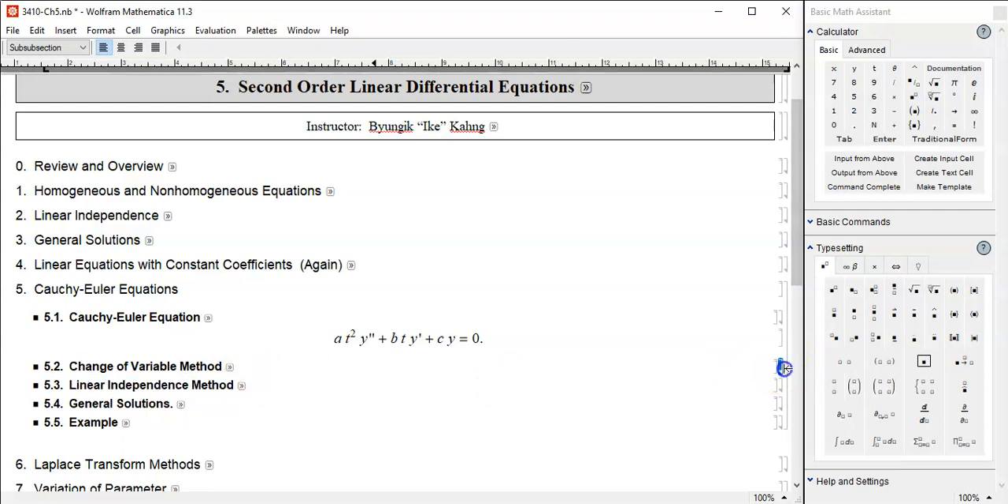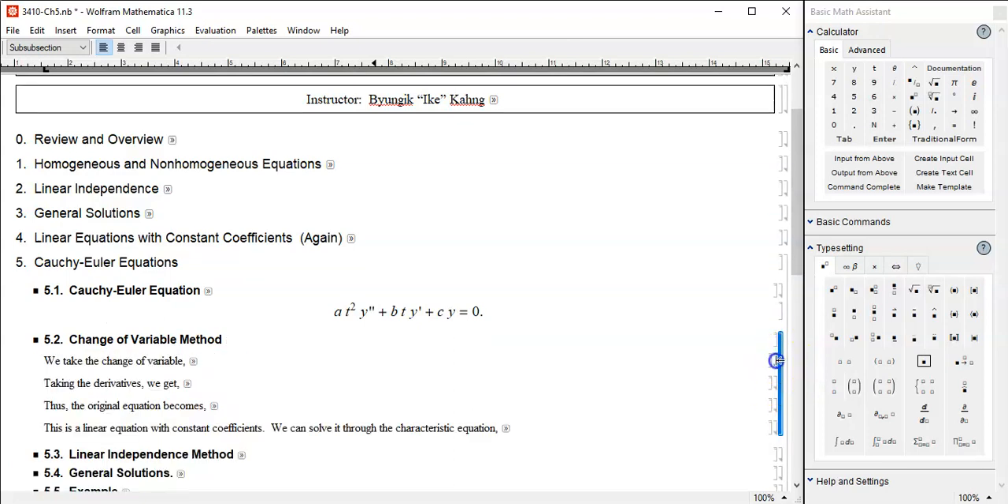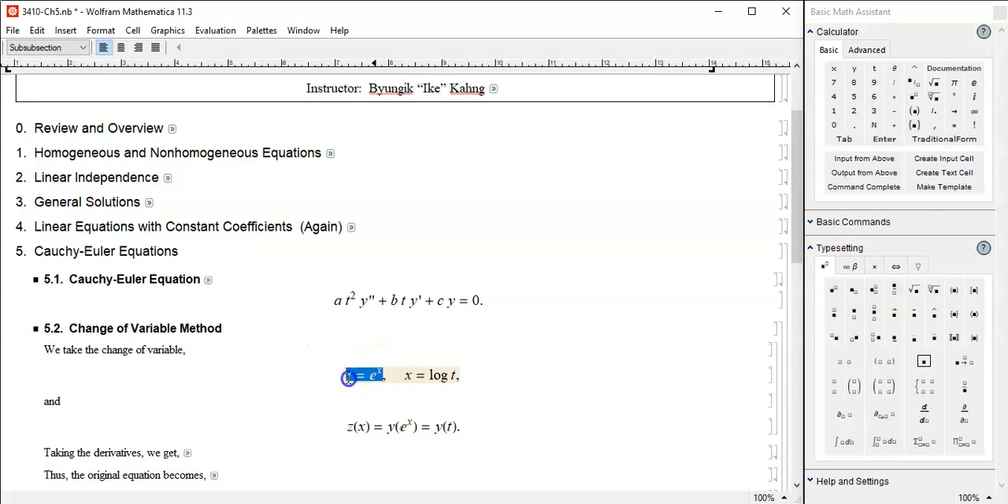The textbook method is here: the change of variable method. And let's go. We take the change of variable t is equal to e to the x power, or equivalently x is equal to log of t. Now if you do that, you can express your function y of t differently. We take z of x as y of e to the x power, but what is e to the x power? That's equal to t. So we end up with this expression here: z of x is equal to y of t. The same function, same quantity, except that the independent variable is written a little bit differently.